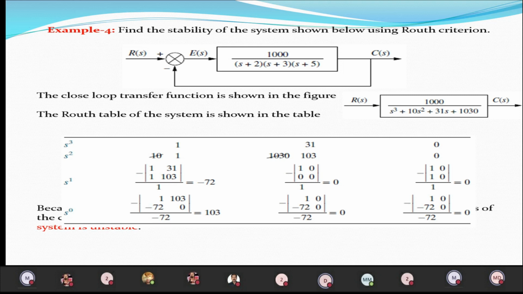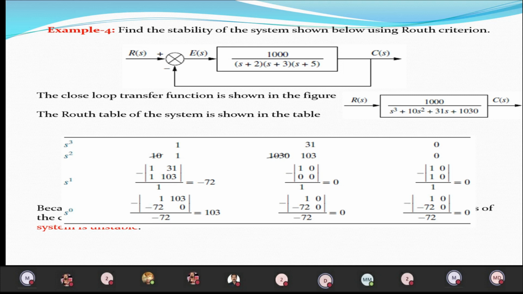Okay. So now you have to look into the first column of root array. So it consists of a negative element. Therefore, the system is unstable. The stability of the system is being analyzed, but you have to say the location of the poles also. So here, how many sign changes are there? You have to consider. Here you can see the sign changes from +1 to -72, and then -72 to 103. So the sign changes from plus to minus, minus to plus. There are two sign changes.